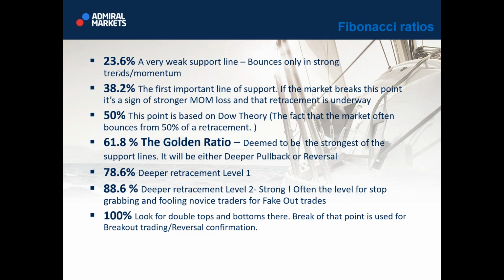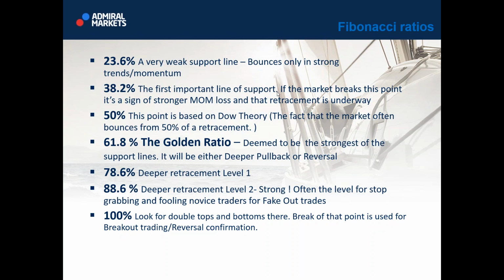So you can turn to scalp mode, because you cannot place a position trade within this number. You need a bigger retracement. But for scalping, there is an indication that you can indeed go with the trend. So 23.6 marks a very weak support line, but it also marks a very strong trend, whereas you can basically turn into a scalping mode.